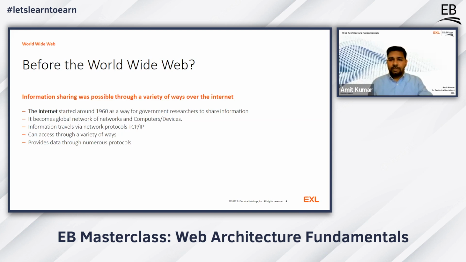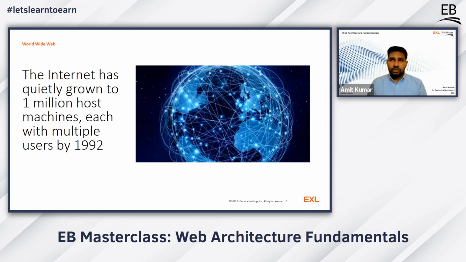It started in 1960, and over time, until around 1991 or 1992, the internet had a large user base and many connected machines. Almost 1 million hosts were connected by 1991 or 1992. So the internet was there as an information sharing model.